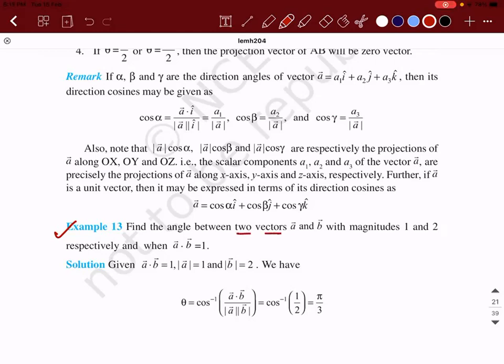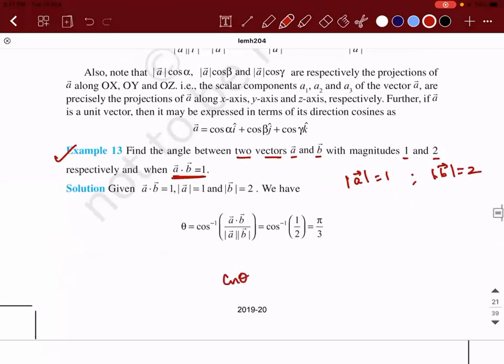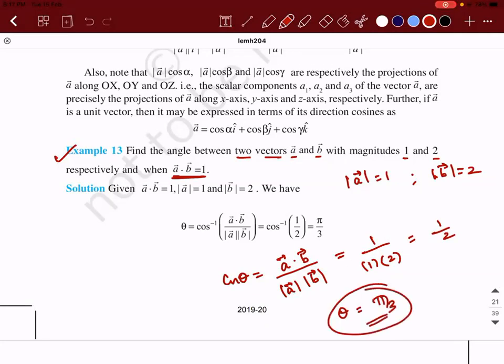Find the angle between the two vectors A and B with magnitudes 1 and 2 respectively, when A vector dot B vector is equal to 1. So how to find the angle? I told you cos theta is equal to A vector dot B vector divided by magnitude of A vector into magnitude of B vector. So A vector dot B vector, they have already given that value is 1, divided by magnitude of A vector which is 1 and magnitude of B vector which is 2. So half. So cos theta is equal to half. Theta will be equal to pi by 3 radian.